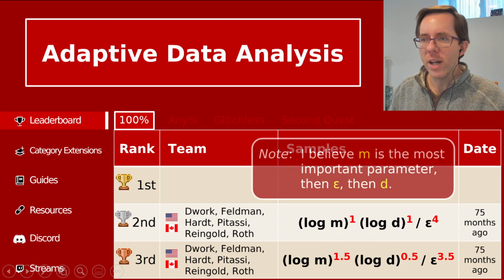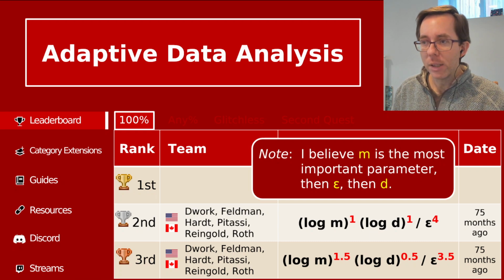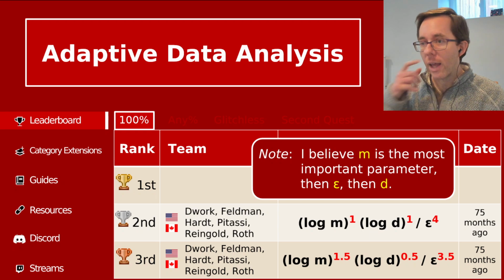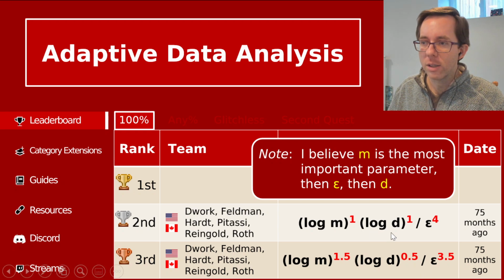And the reason I ordered it this way is that I believe, at least for my interest, that m is the most important parameter. And then epsilon is the second most important parameter, and then d is the third most important parameter, at least for my purposes. And I'll explain why at the end of this talk. But for me, the most important parameter is m, and therefore, as long as you're polylog d and polynomial in epsilon, then I prefer this dependence that's log m to the power of 1 rather than log m to the power of 1.5.